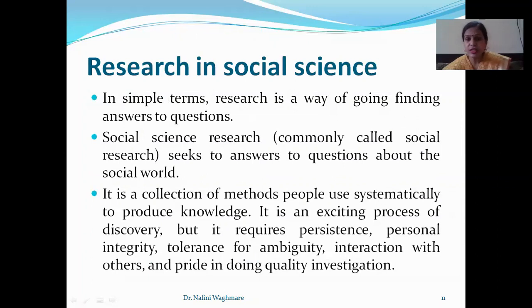Then research in social sciences. In simple terms, research is a way of finding answers to questions. Social science research, commonly called social research, has its main intention to seek answers to questions about the social world. It is a collection of methods people use systematically to produce knowledge. It is an exciting process of discovery, but it requires persistence, personal integrity, tolerance of ambiguity, interaction with others, and pride in doing quality investigation.